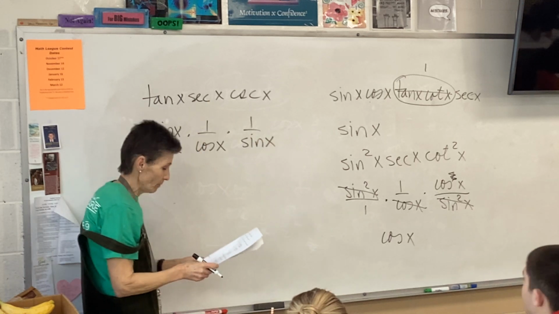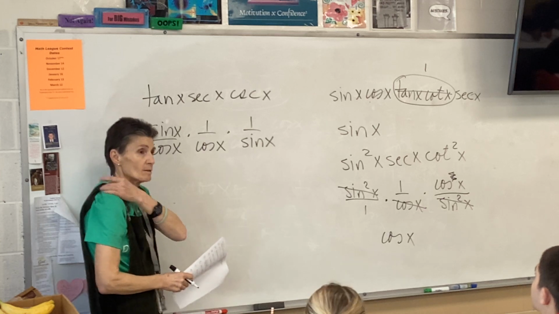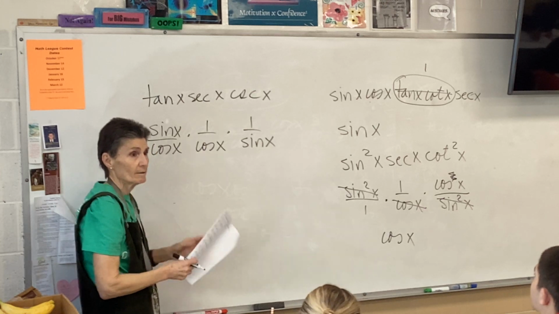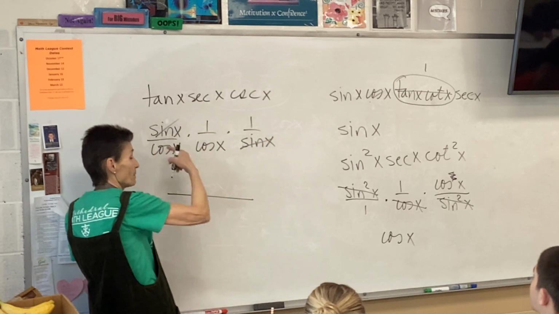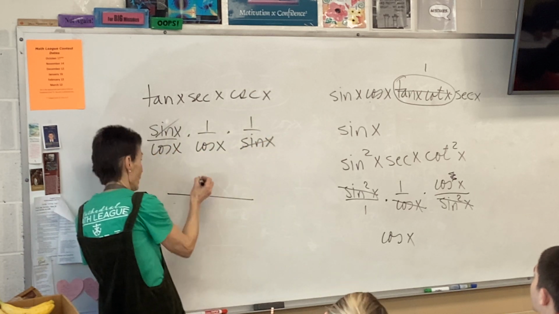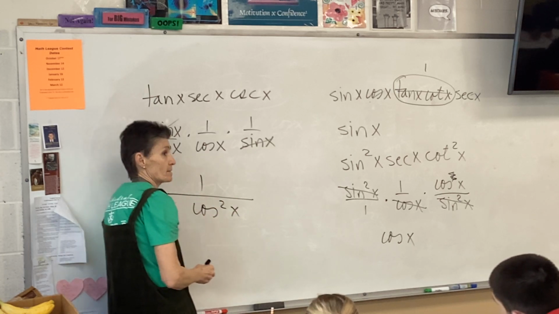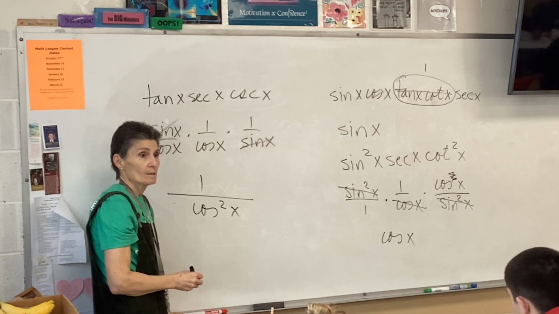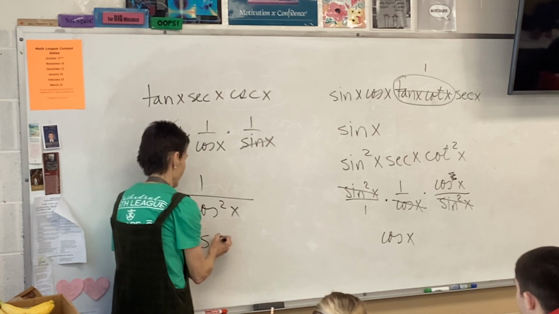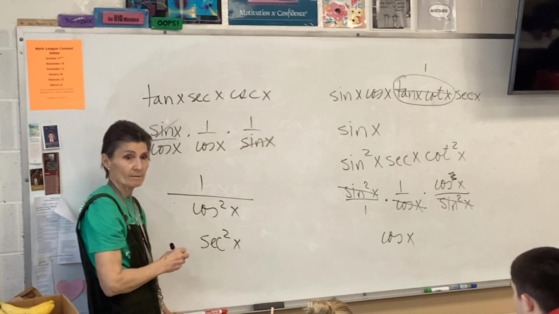Now be careful. Are the cosines going to cancel? No, they're both in the bottom, so they're going to get multiplied. So these are going to cancel. What's going to be on the top of this fraction? 1. And on the bottom is cosine squared. And what's 1 over cosine squared? Secant squared. 1 over cosine is secant.